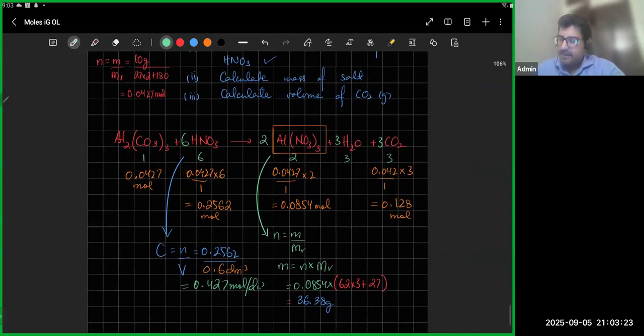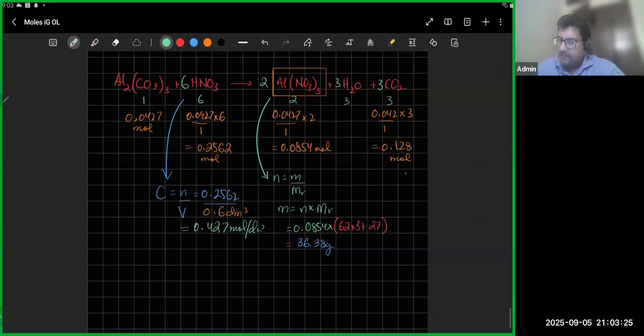Anyways, the last part is the volume of CO2. He's asking for the volume of CO2. So moles, what's the volume of gas formula? That's volume of gas divided by 24 dm cube, which means that the volume is going to be moles multiplied by 24. And we have the moles, which is 0.128. And we just need to multiply it by 24. What do we get?